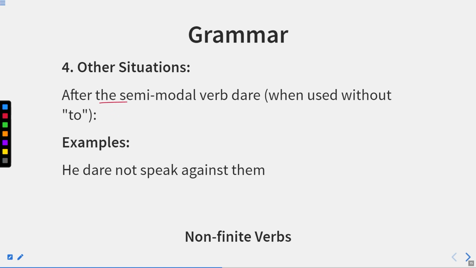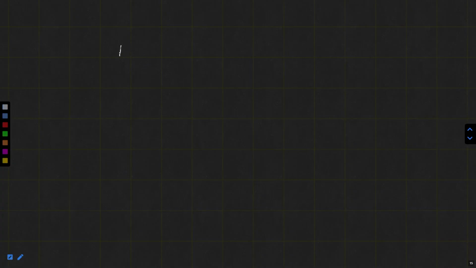Other situations after the semi-modal verb dare when used without to. He dare not speak against them. Now, there is something with the word dare and need which we should understand: when to use to and when to use not to. How? Let us discuss. Suppose we have a word need.